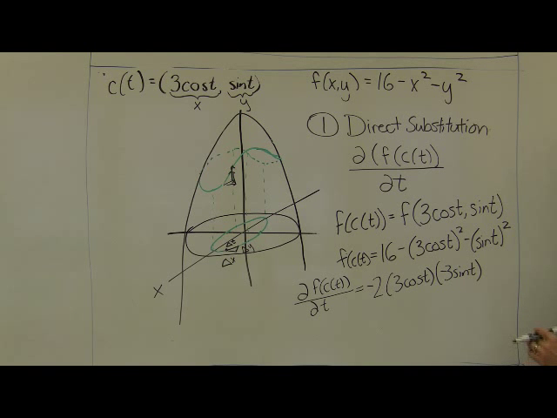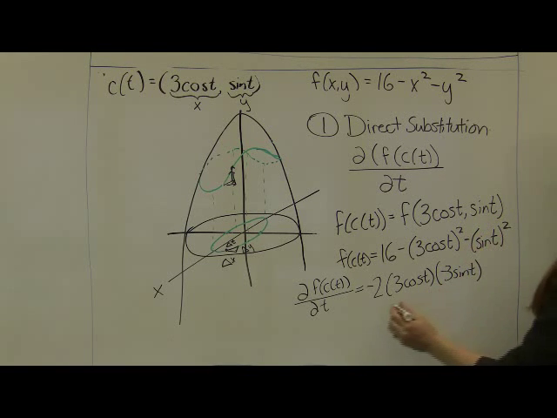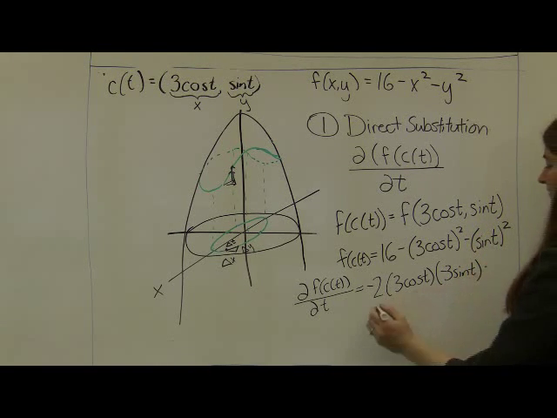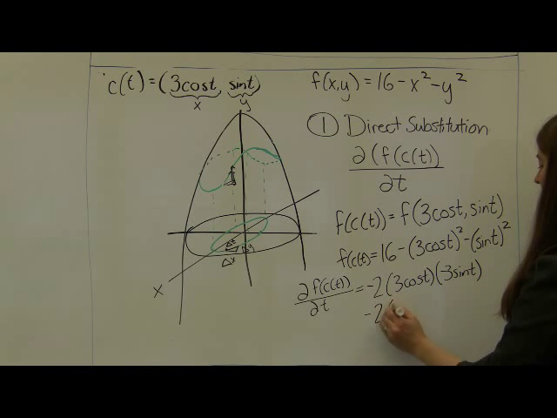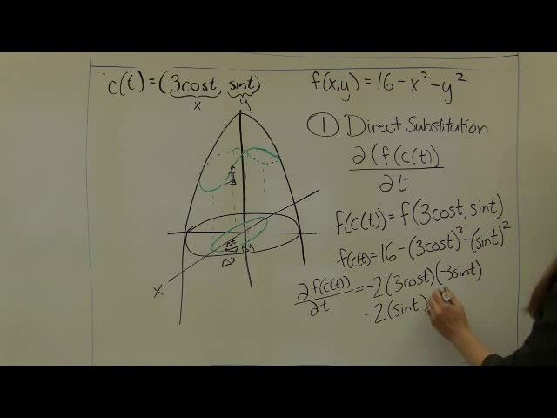Gosh, I ran out of space a little bit. And now the derivative of my second component, again, I'm going to have to use chain rule, and I get minus, I'll continue it down here, -2 sine t times the derivative of the inside function. The derivative of sine of t is cosine of t.